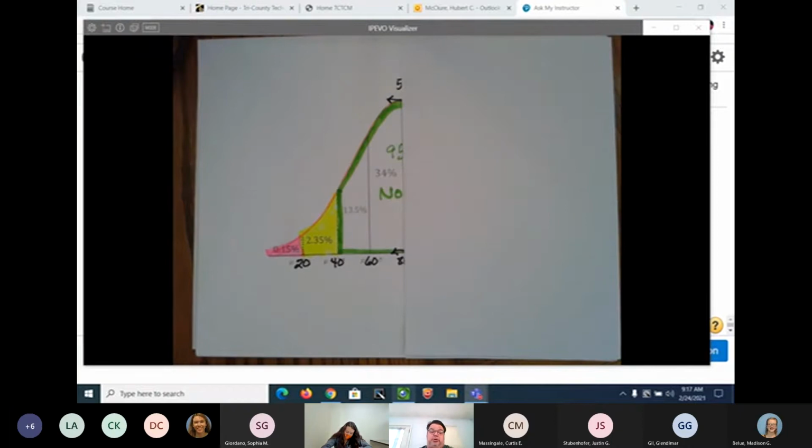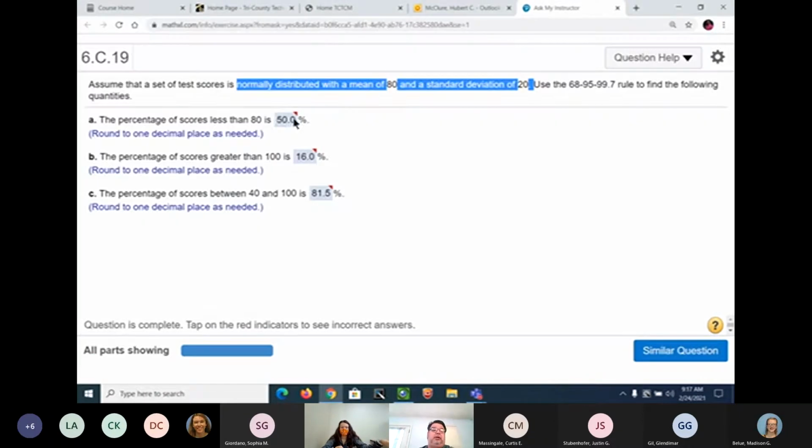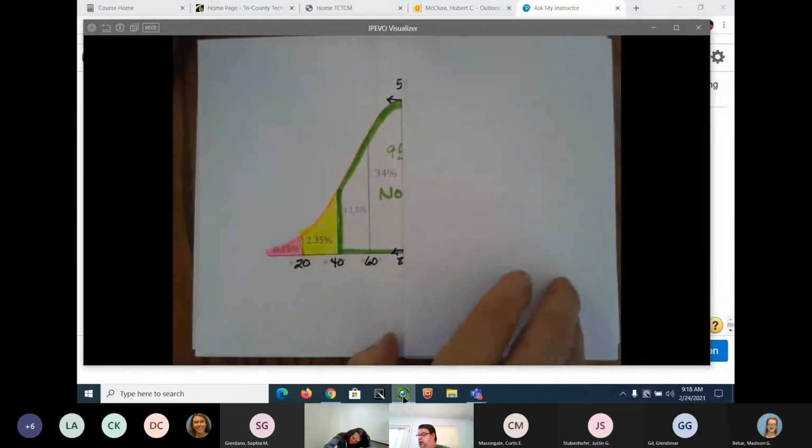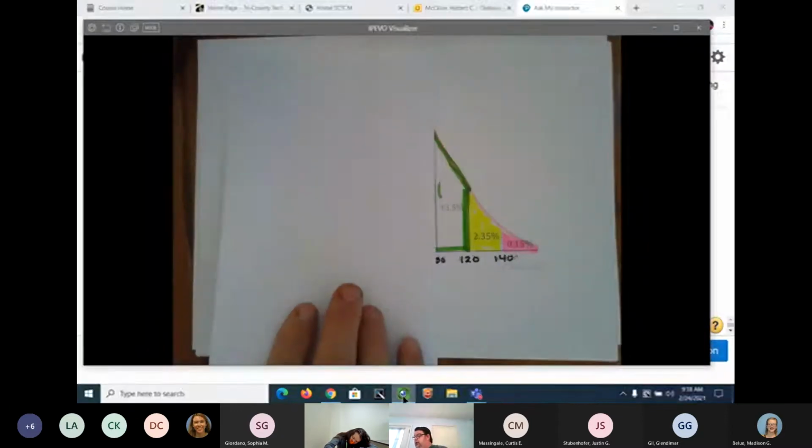Oh yes, 50%. Because 50% is to the left and to the right of the middle line. So yes, 50% is the answer for that first question. So let's go back to the question. What percentage is greater than 100? Greater than 100. And somebody add those up for me.